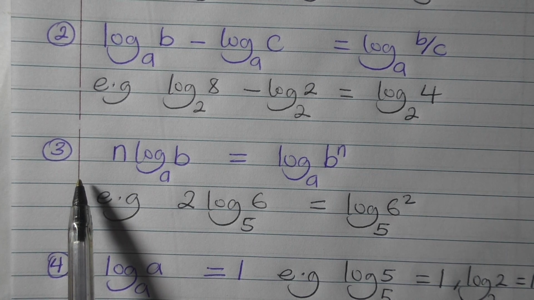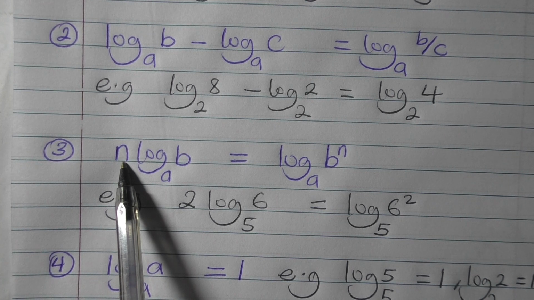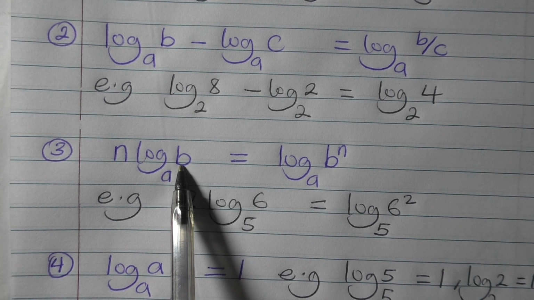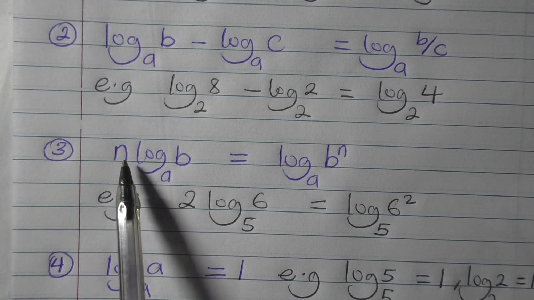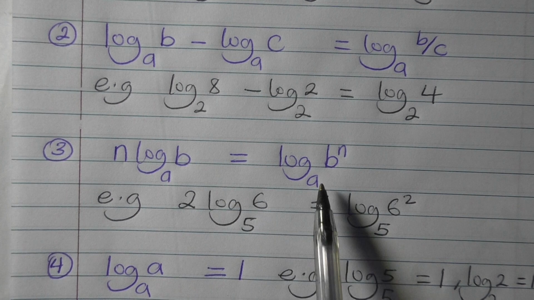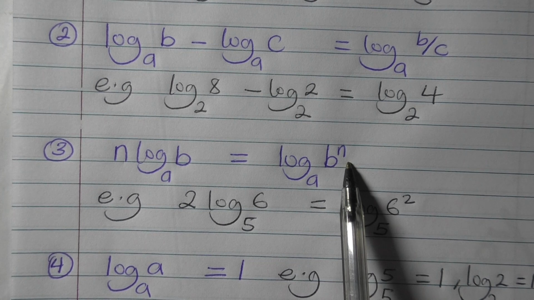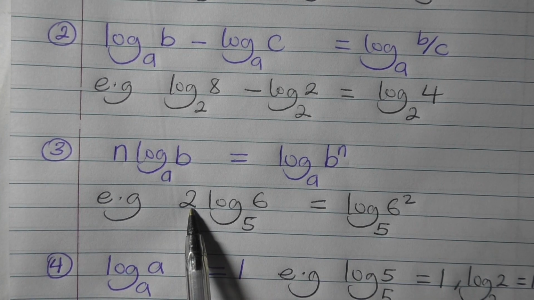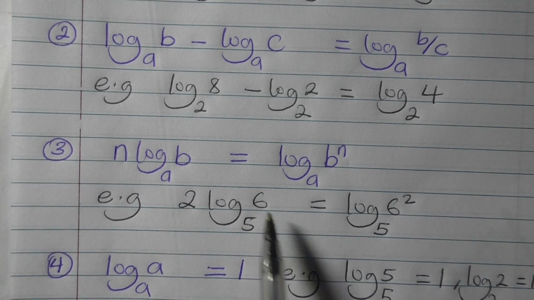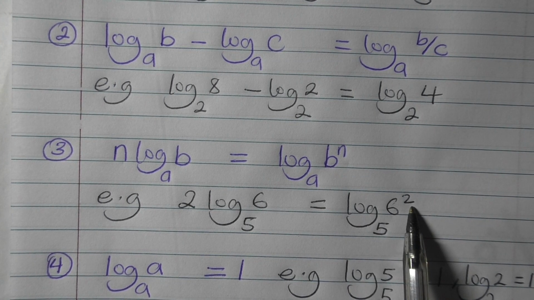Then our third law says that if I have a coefficient on my logarithm, that is to say n log a power b, then the coefficient or the number in front of the logarithm becomes a power of b, so that I end up with log a b power n. For instance, I have 2 log 5 power 6, so the 2 will come and power 6, so that I end up with log 5 6 power 2. That is our third law.